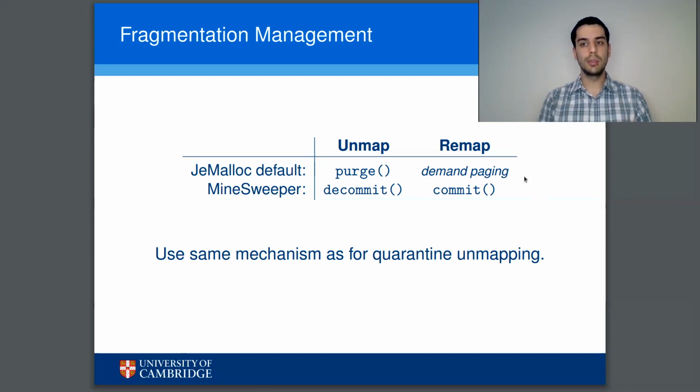Of course, this suffers from the same issue as before with MineSweeper. A sweep would just touch these pages and remap them. Because of this, we hook onto the decommit and commit hooks of jemalloc. Therefore, we will have a callback on both when purging would have normally occurred and when the page is needed the next time. We use the same mechanism as for quarantine unmapping. We lock the page and we remove the physical page backing it and prevent the sweep from touching the page.